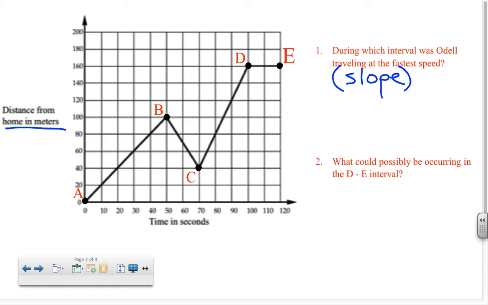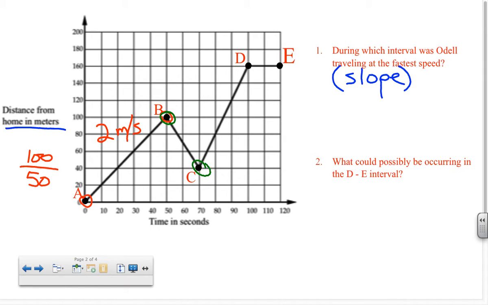As you know too, with slope, you can do rise over run to figure out which of these segments has the greatest slope. So if we were to do some calculations here, from A to B, this interval right here, we had a y difference of 100 meters and a time difference of 50 seconds, so 100 over 50 would be a slope of 2 units, which you can also see just like I said by visually looking at the line. This would be a slope of 2 units, meaning that she's traveling at 2 meters per second at this interval.